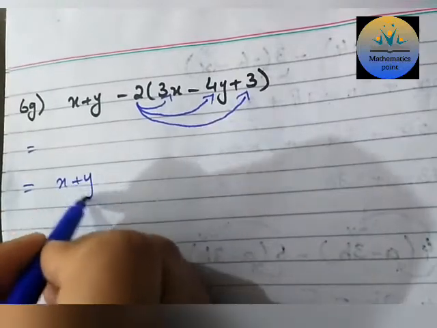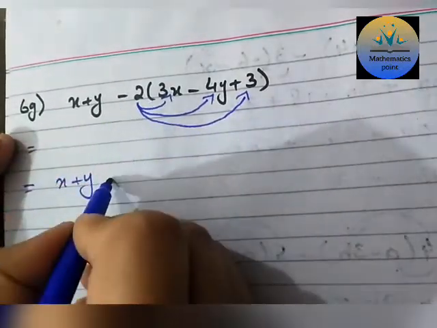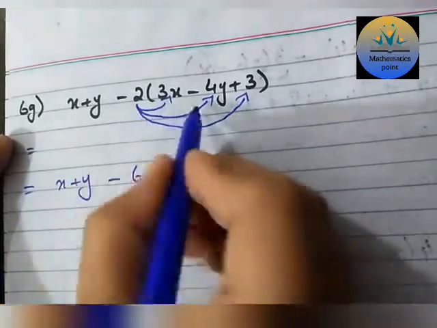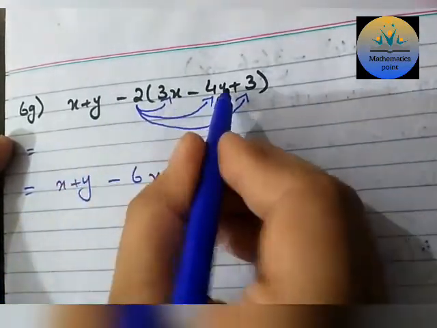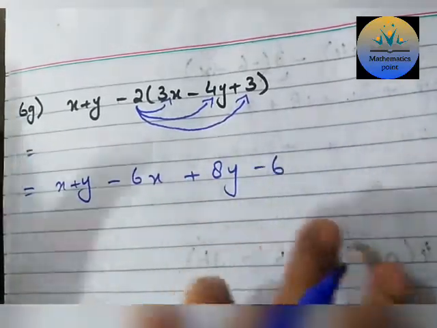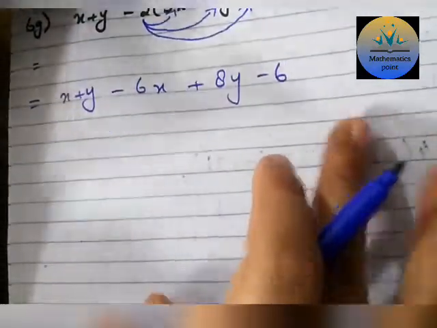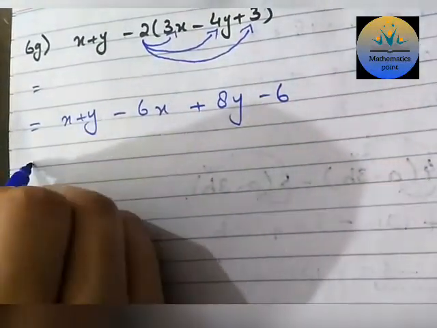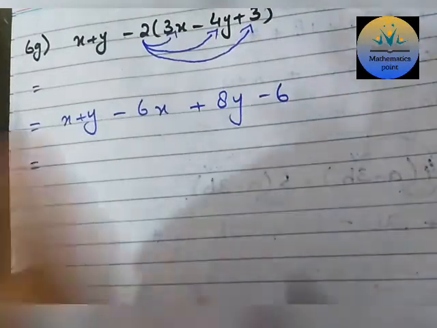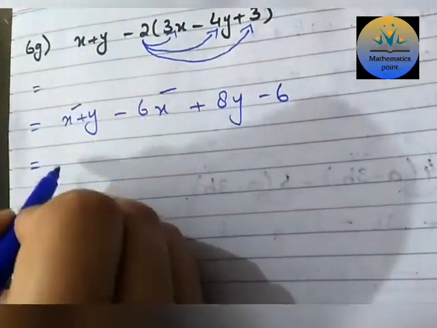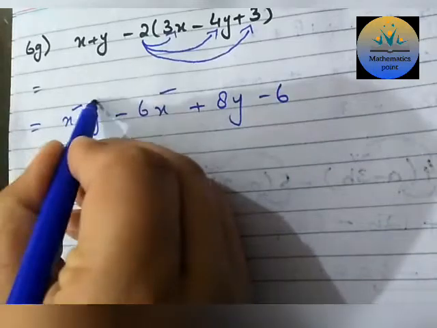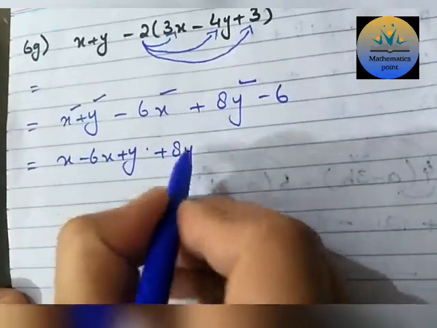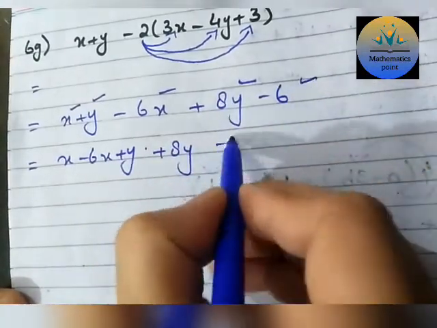X plus y, then plus minus minus, firstly 2 into 3, 2 3s are 6x, then minus minus plus, 2 4s are 8y, then plus minus minus, 2 3s are 6. I just apply the multiplication rule mentioned on the previous page and apply the rules on this expression. Now you just write down the terms with the same variables, x and minus 6x, then we have two y terms, y plus 8y, and then only one constant, that is minus 6.